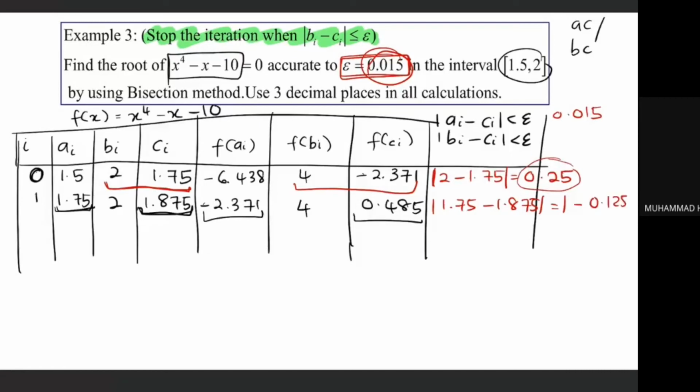1.75 minus 1.875 will be negative 1 over 8 or negative 0.125. Okay, and then because we take the modulus, it becomes positive 0.125. Then we proceed until iteration 4. When you get the error, it is 0.015.